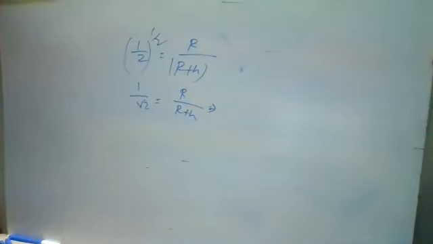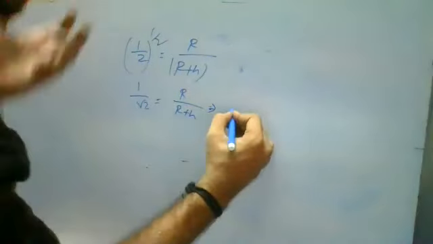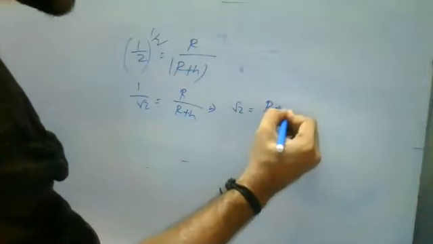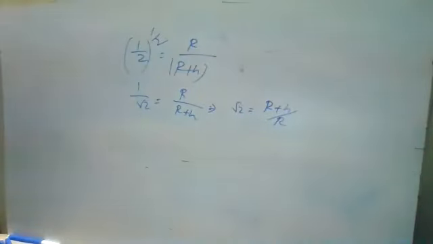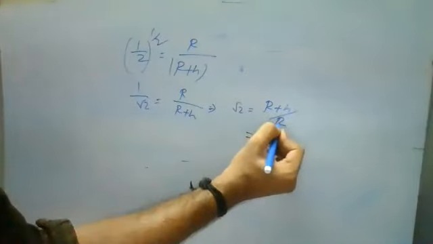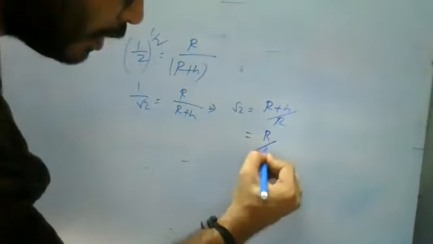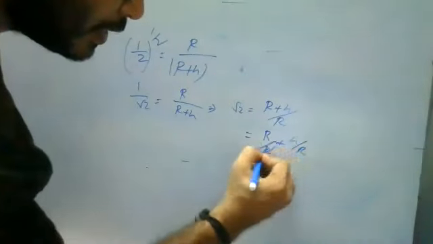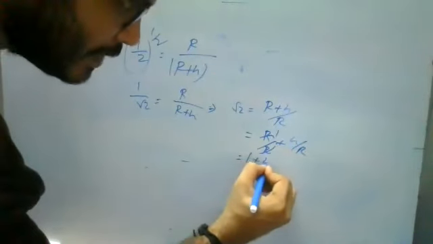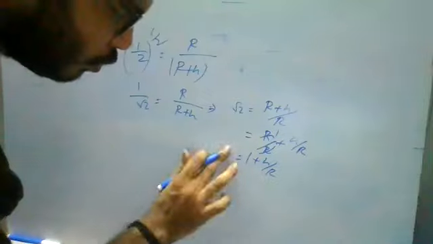Okay, and now inverse பண்றேன் to make it comfortable. Inverse பண்ணும்போது என்ன ஆகும்னா it is root 2 is equal to r plus h by r. Now the denominator same one இருக்கு. நான் வந்து separate பண்ணிக்கிறேன். R by r plus h by r. R cancel ஆயிடுச்சுன்னா it will be 1. 1 plus h by r is equal to root 2.